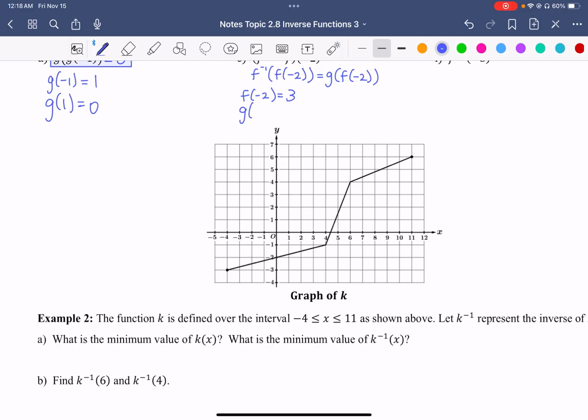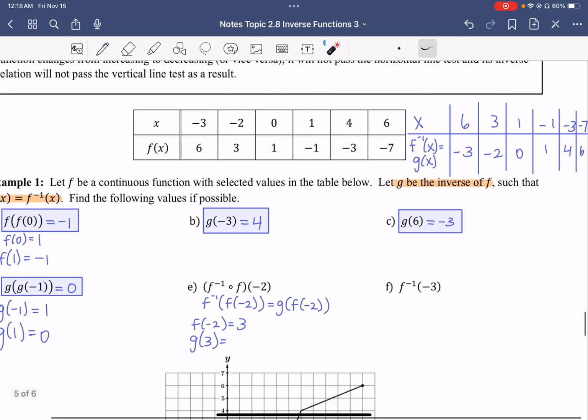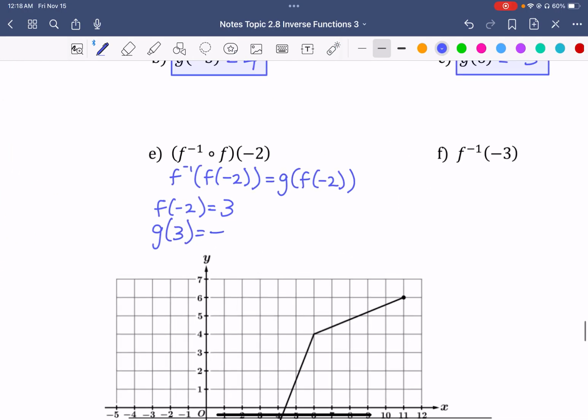Now I'm going to find g of 3. So I'm going to go to the table, and when x equals 3, y is negative 2. So the inverse of f composed with f of negative 2 is equal to negative 2.